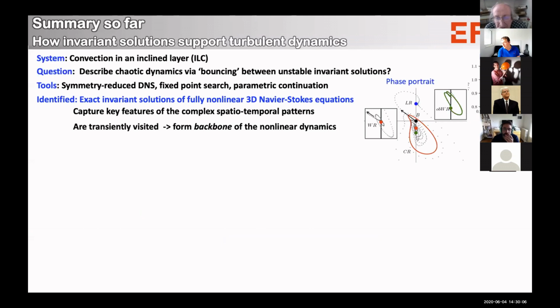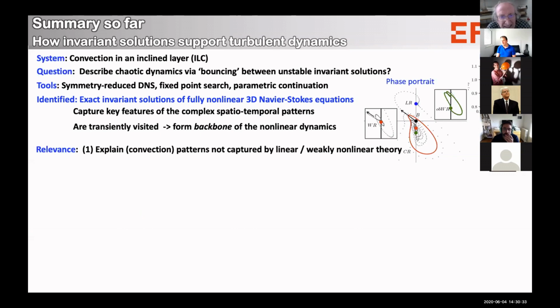And what I like so much about this system, that's why I like talking about it, is you don't have to believe in this picture of a pinball machine in state space, which we've been doing for a long time in shear flows. Here, you can directly observe it. You can directly see this bouncing between invariant solutions. So what's the relevance of all of this? Well, the relevance is, of course, that we can explain convection patterns that are not captured by linear or weakly nonlinear theory. But the second important thing is that you might have realized that in the moment we switched from the fluids description to the abstract description of a point evolving in state space, the rest of the analysis was independent of the system being a fluid system. So these are very general methods, which I think can and should be applied to a lot of situations where nonlinear evolution is present.